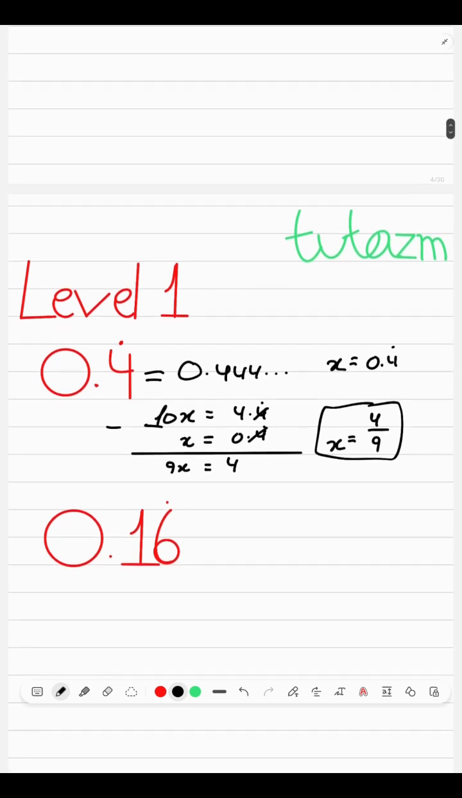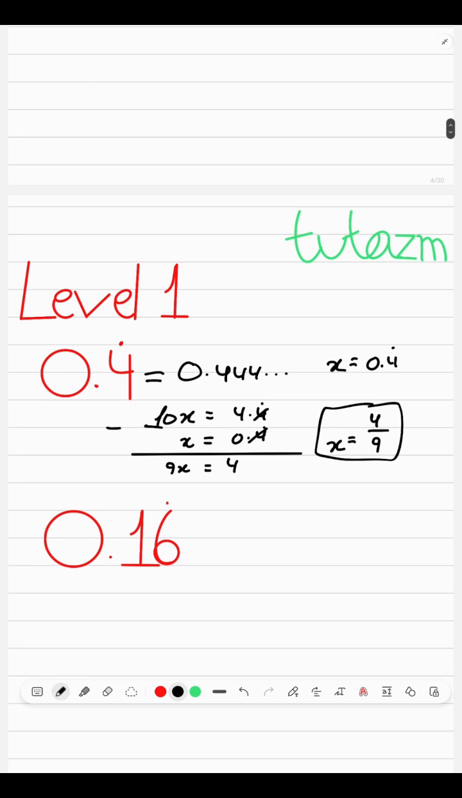We can do a similar thing here, but in this case we'd have to multiply it by 100. So here we'd have 100x is equal to 16.6 recurring. We've multiplied it by 100 because the number that is recurring is 2 away from the decimal point, so we'd have to multiply it by 100 instead of 10 here, where the number was 1 away from the decimal point.